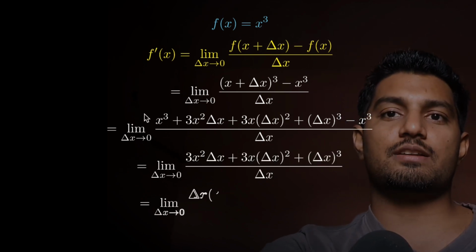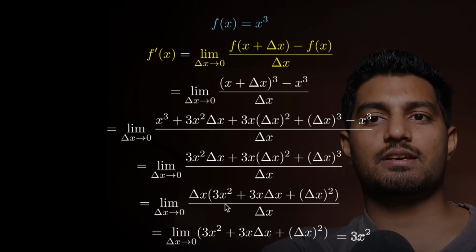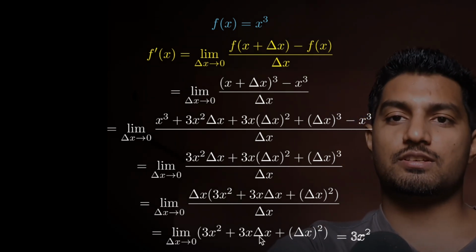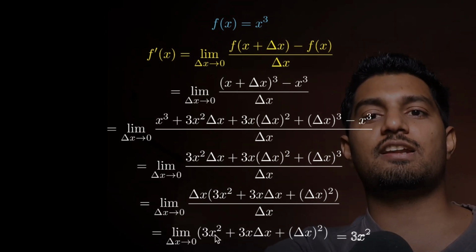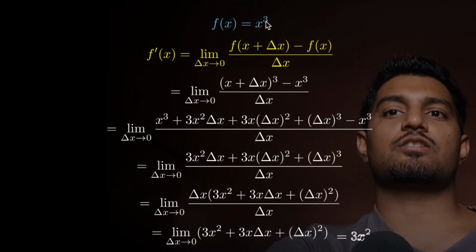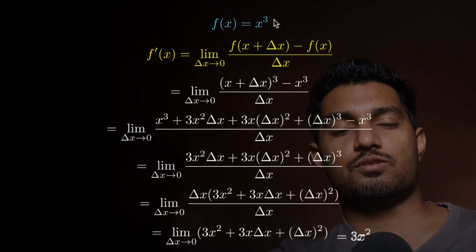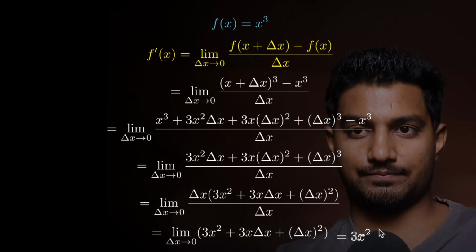This x cube minus this can get cancelled, and then you find delta x common. Once you find delta x common, if you put delta x equal to 0, this becomes 0, 0 multiplied by anything becomes 0, this becomes 0, so you're only left with 3x square. So what is the derivative for a function which looks like x cube? The derivative at any point will become 3x square, right?